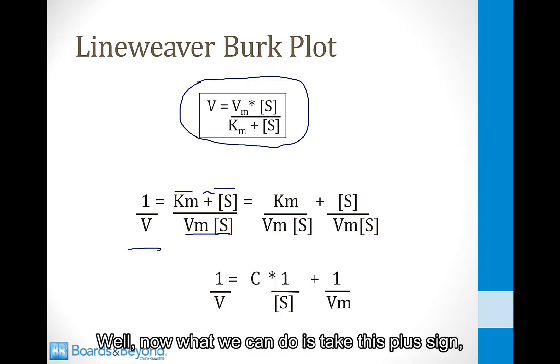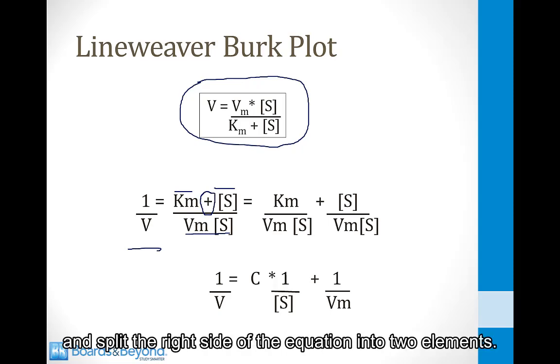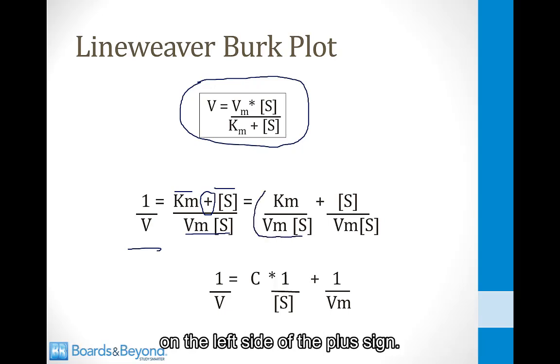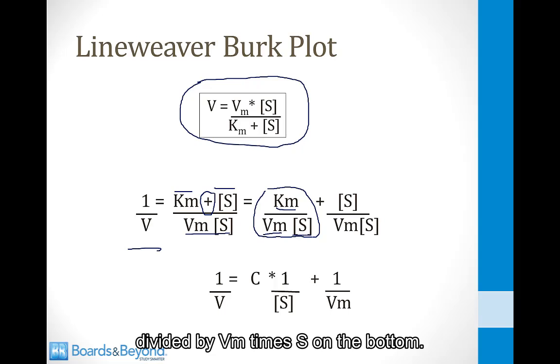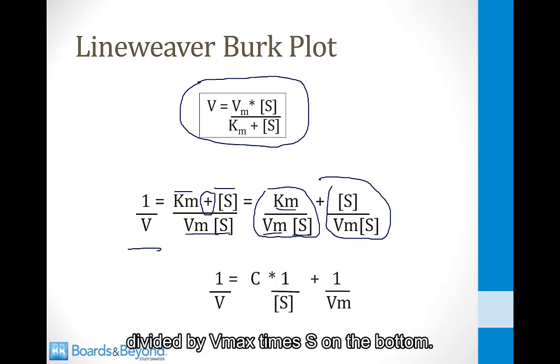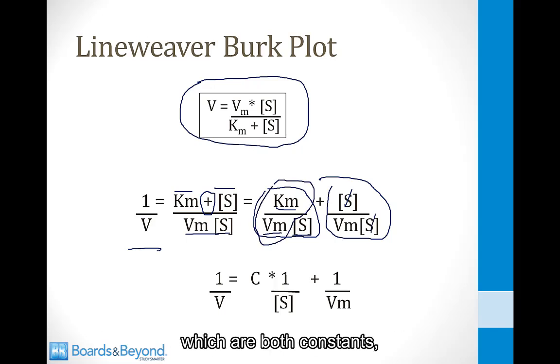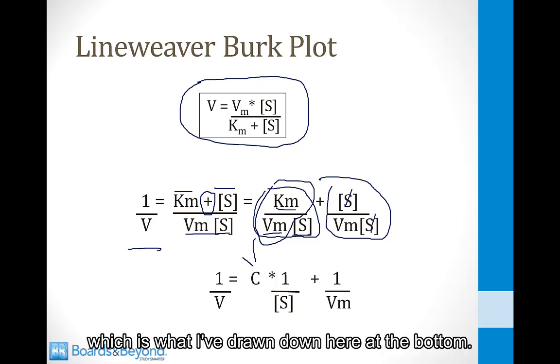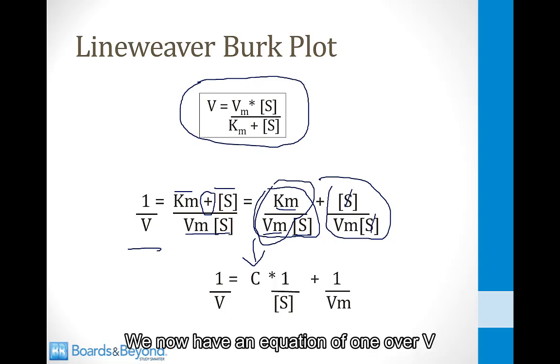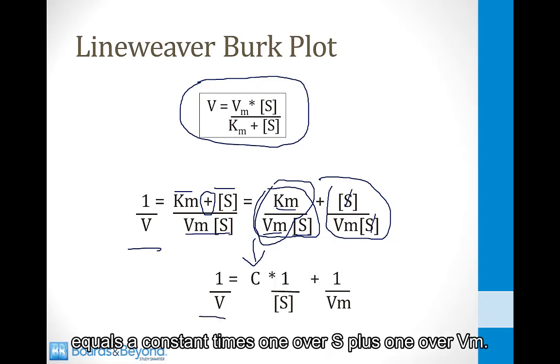Well, now what we can do is take this plus sign, which we have on top, and split the right side of the equation into 2 elements. The first element will be here on the left side of the plus sign. That will be Km on top divided by Vmax times S on the bottom. On the right side of the plus sign, we will have S on top divided by Vmax times S on the bottom. And these two S's cancel out. What we can do now is take Km divided by Vmax, which are both constants, and convert that into one constant C, which is what I've drawn down here at the bottom. We now have an equation of 1 over V equals a constant times 1 over S plus 1 over Vmax.